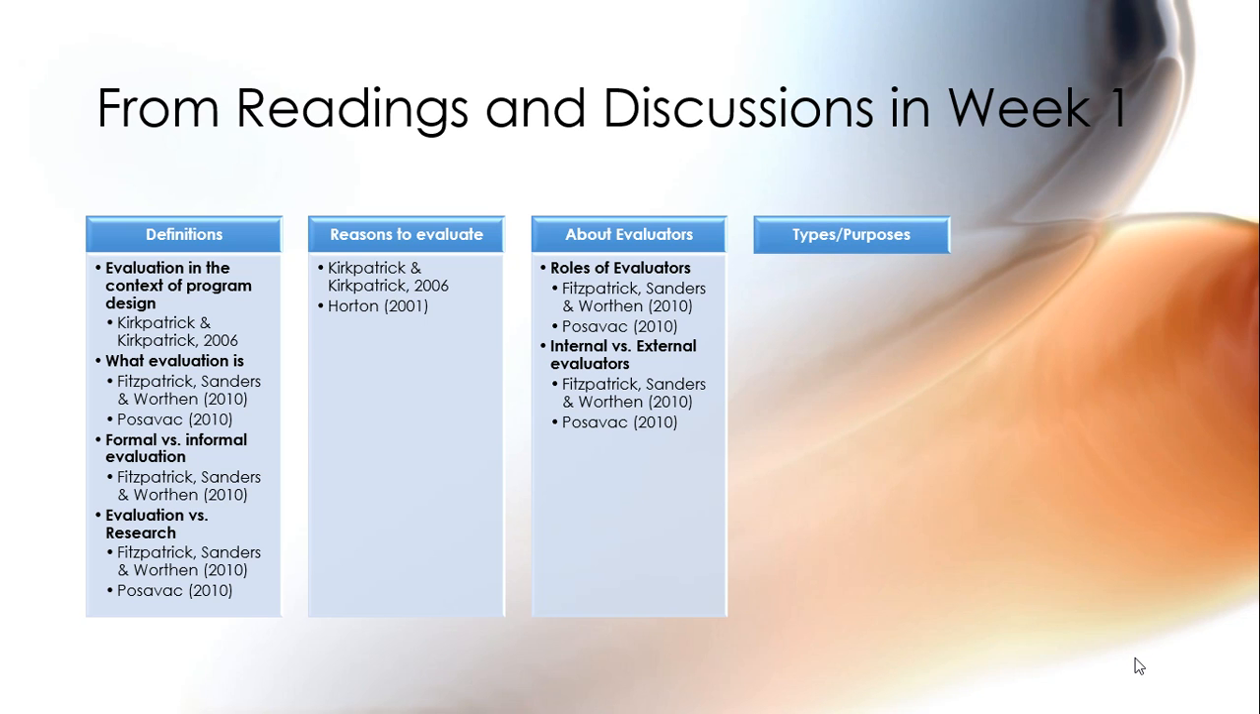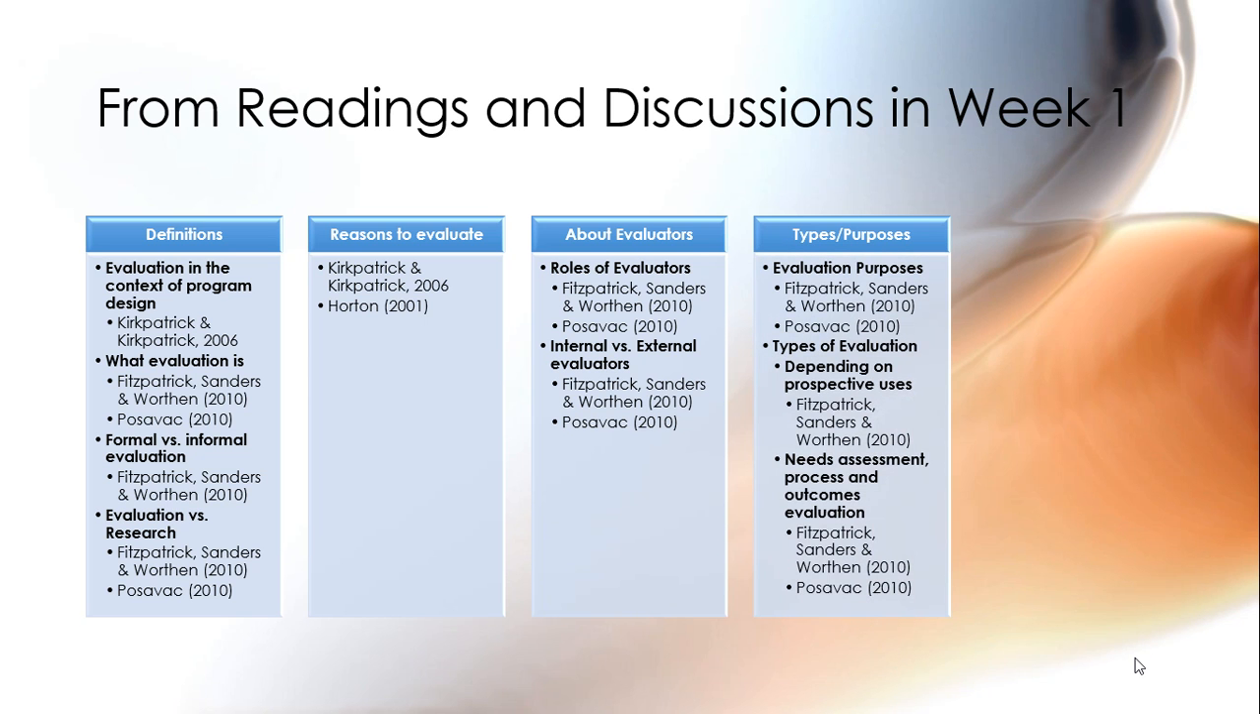We also looked at different types and purposes of evaluation. So, for example, the same authors talk about different types of evaluation depending on the perspective and uses, whether evaluation is going to be formative or summative, and also the kinds of things that evaluations focus on. So, for example, evaluations could be for needs assessments or for process or for outcomes evaluations, and both authors describe this. And last but not least, among the many other things that you learned this week was about limitations of evaluations. And Fitzpatrick, Sanders, and Worthen specifically addressed this.